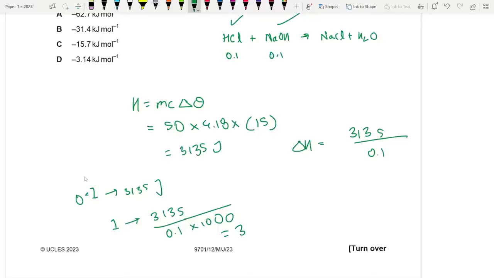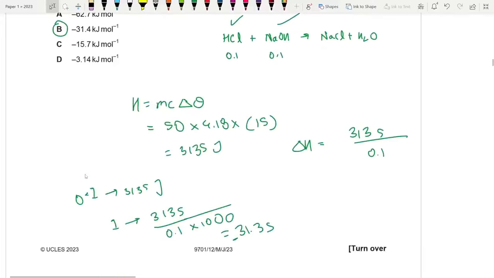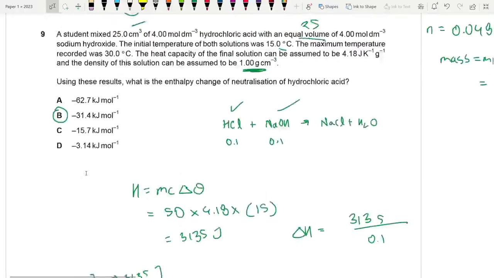So I'm getting an answer of 31.35. Let's see if there is an answer like that. Yeah, 31.35. Closest answer is B. And yeah, the minus should be included obviously, because there was a temperature rise, which means that energy was being released to the surroundings. All right.